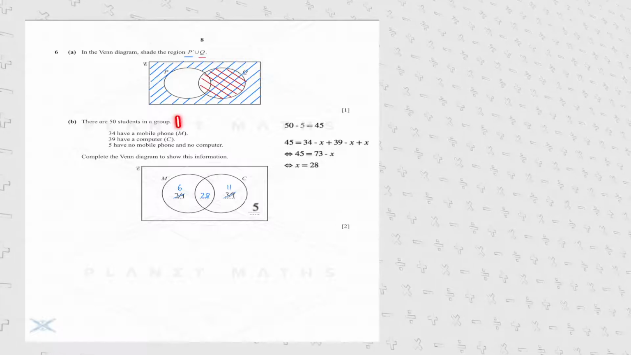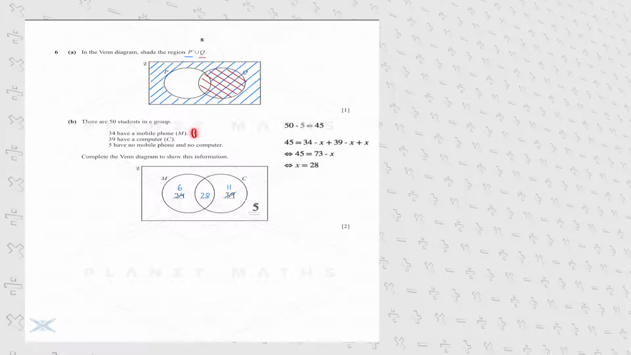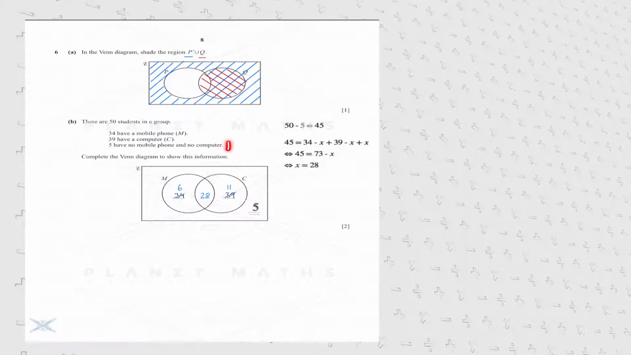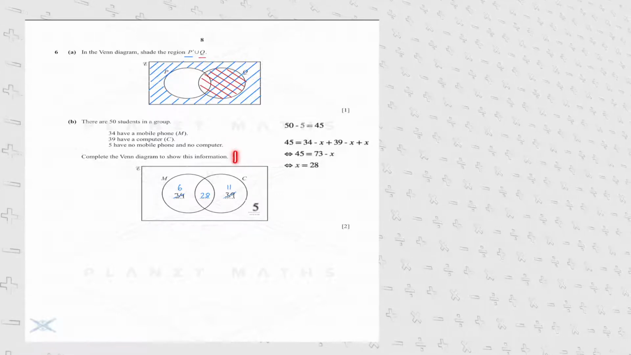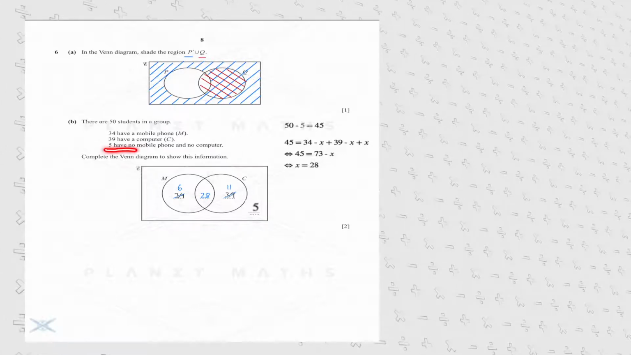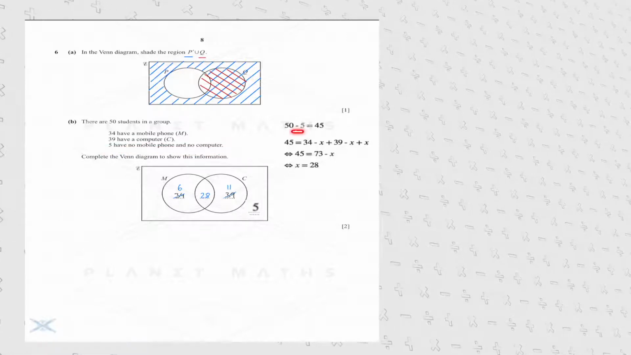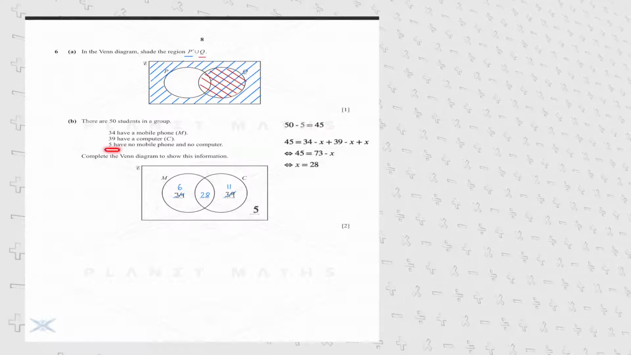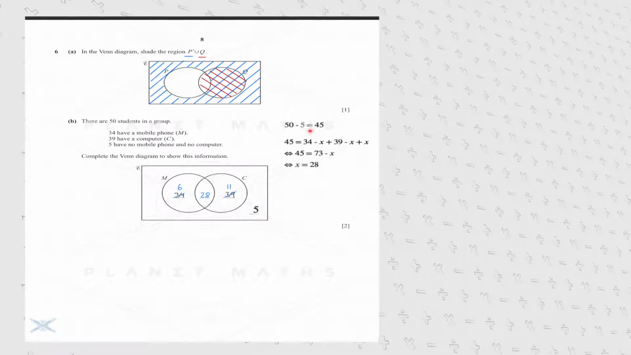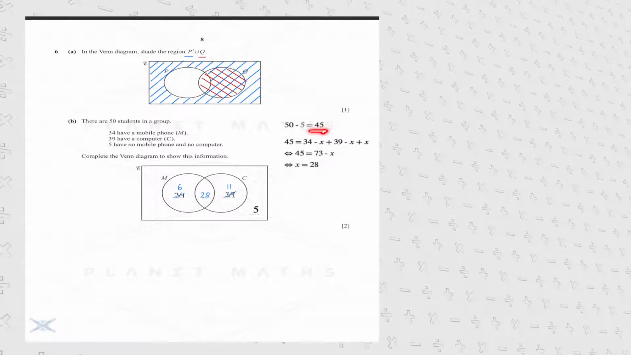In part B of this exercise, we are provided with the information that there are 50 students in a group, 34 of which possess a mobile phone, 39 have a computer, and 5 of which have neither a mobile phone nor a computer. Using this information, we are supposed to complete the Venn diagram that represents the aforementioned information. Firstly, we will subtract all of the students from the group that have neither a mobile phone nor a computer. Therefore, we subtract 5 from 50, providing us with 45. Since 5 of them possess neither, we can fill in this gap with 5, which means there are only 45 out of this group of 50 students left, which at least possess a mobile phone or a computer.